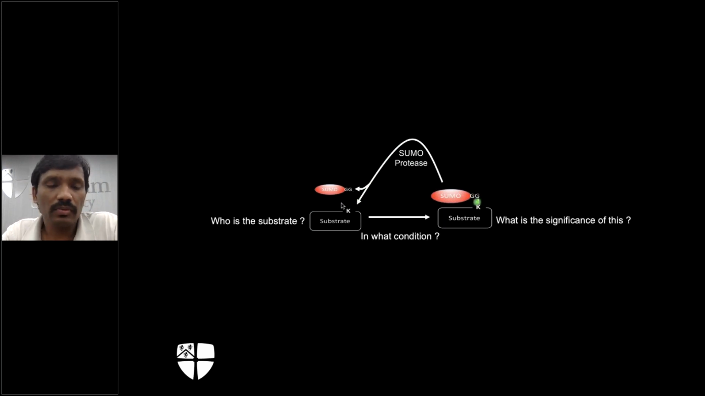So the basic question, or you can say obvious question, was: what is the substrate, and under what condition is it getting SUMOylated? And of course, if it is SUMOylated, what is the significance of this SUMOylation?